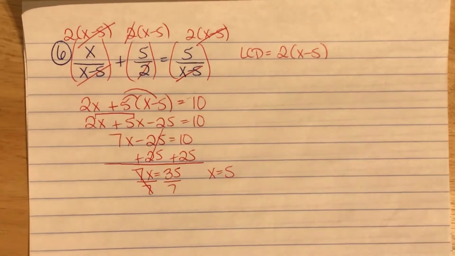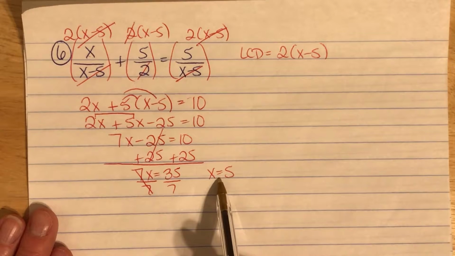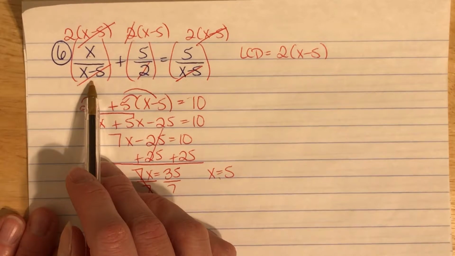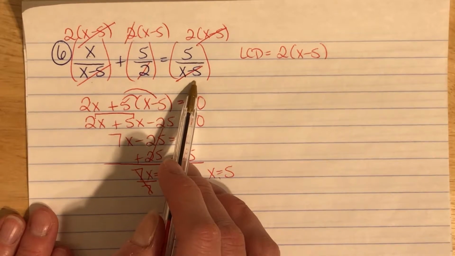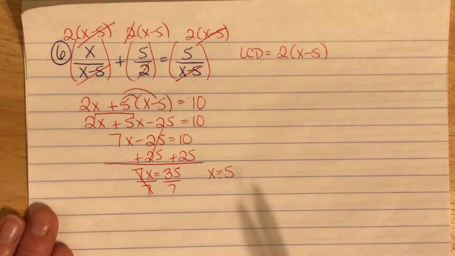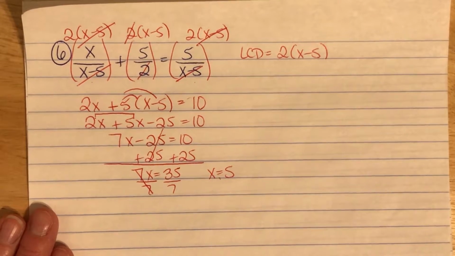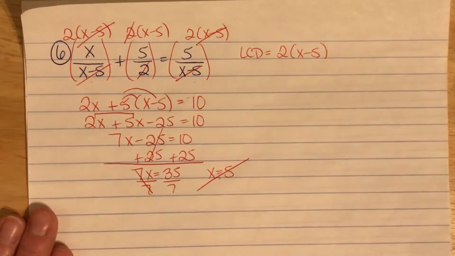Okay, so I have a solution. But now I've got to see if my solution will create any denominators of 0. And look what happens here. When I plug in x equals 5 to the first denominator and the second denominator, I do end up getting a value of 0. So that means that x equals 5 is considered to be an extraneous solution, and we cannot keep it. So we have to reject it.